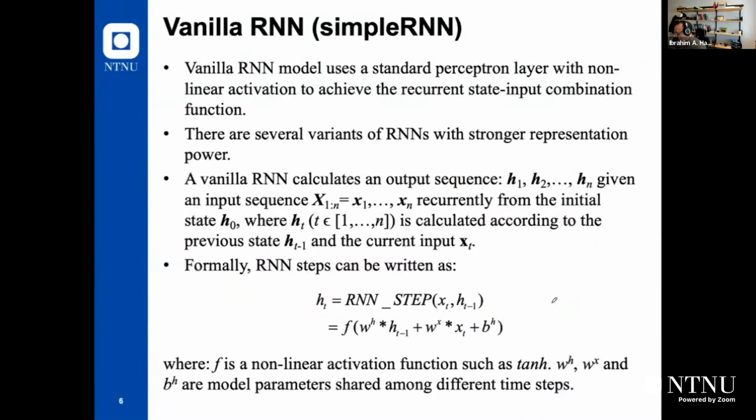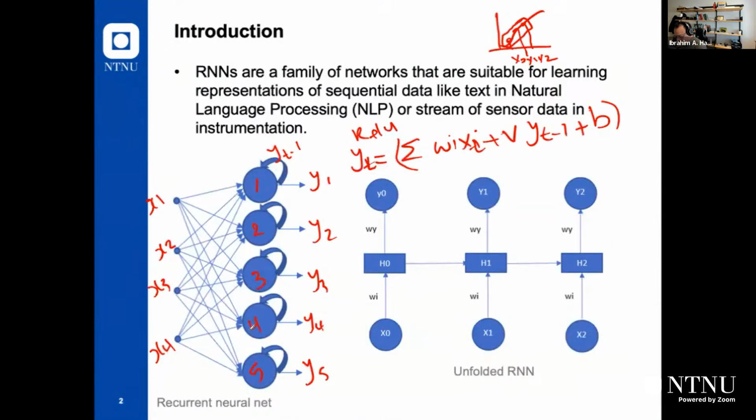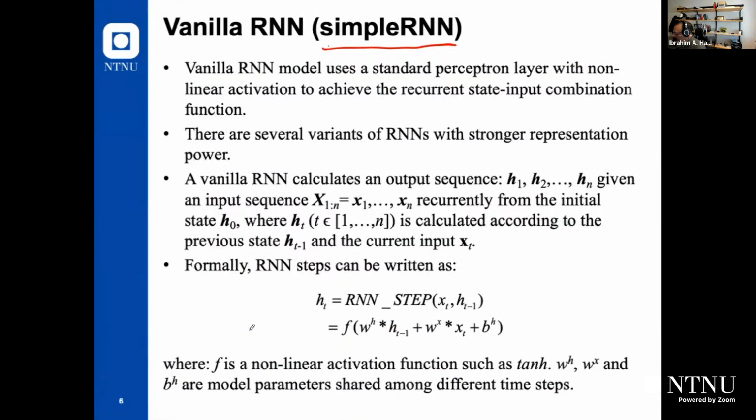The simplest RNN is called vanilla RNN, or simply simple RNN. The vanilla RNN model uses a standard perceptron layer, as I explained last time. As you can see here, it's a standard perceptron layer, right? With nonlinear activation, we achieve the recurrent state-input combination function. So we have this state-input combination. We try to combine states and inputs to calculate the new states and so on, right?